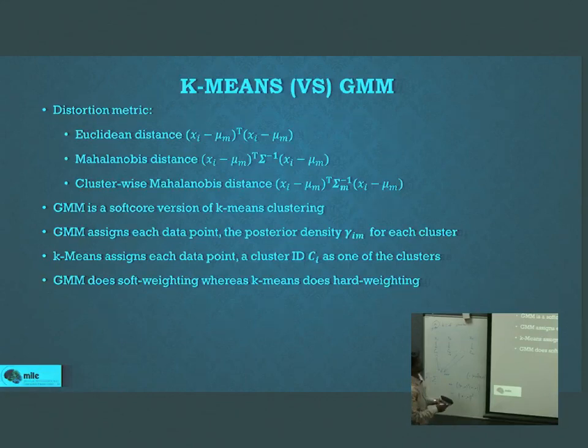And here the distortion measure can be anything. It can be Euclidean distance, Mahalanobis distance, weighted Euclidean, or cluster-wise Mahalanobis distance. This cluster-wise Mahalanobis distance closely relates to GMM, but it's not exactly the same because of the hard thresholding. So that is the difference between GMM and k-means. One does hard thresholding, the other does soft thresholding.